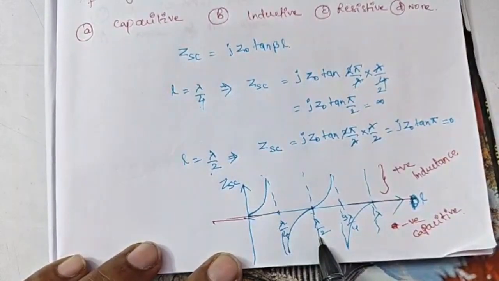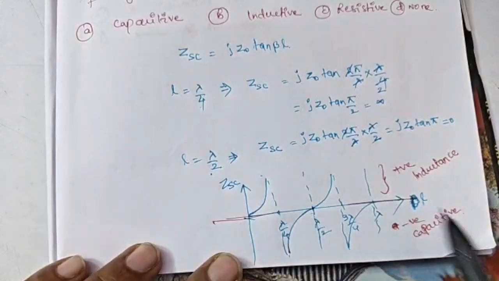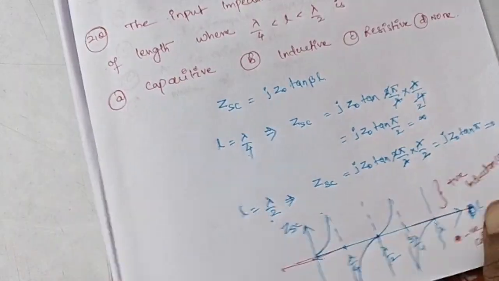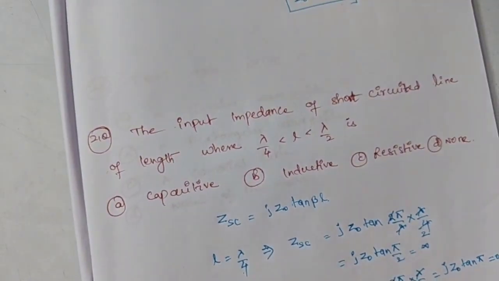Now what is being asked: what is the short circuited impedance in between lambda by 4 to lambda by 2? The length of the line is in between lambda by 4 to lambda by 2, so the value is ranging from infinity to 0, which is below the reference line. So you can say it is capacitive. So option A will be the correct answer.